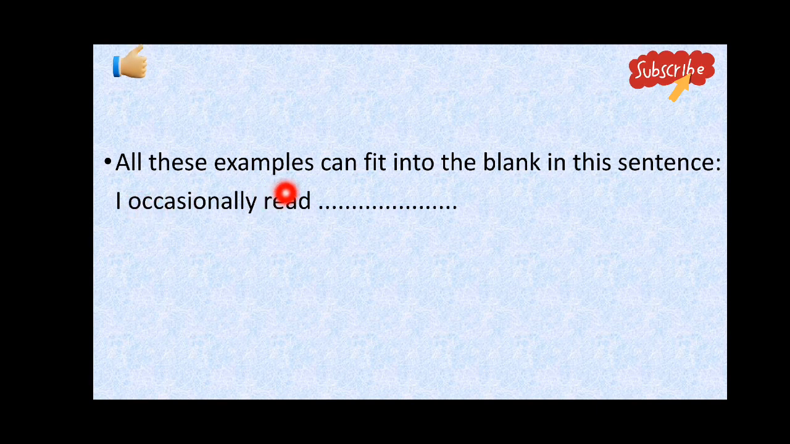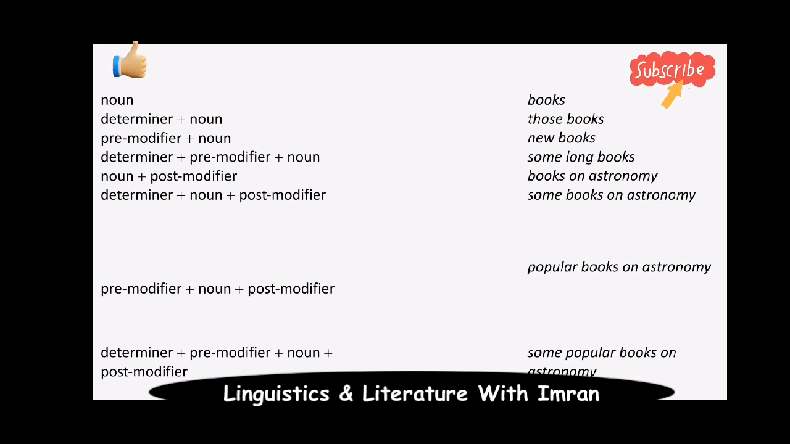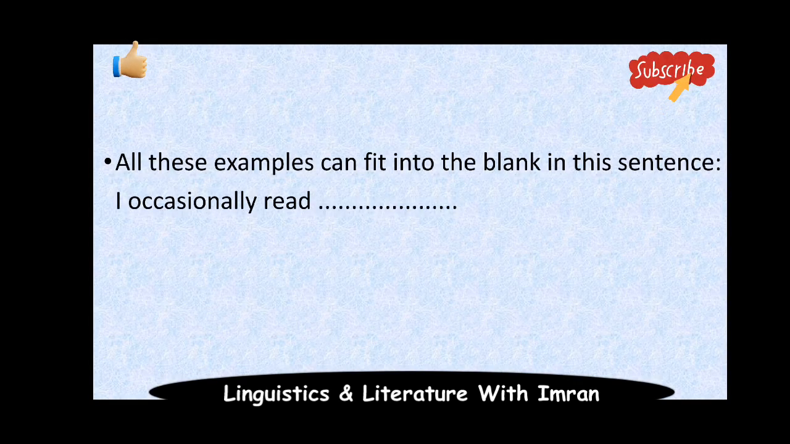Now all these examples can fit into the blank in this sentence. You can say, I occasionally read books, or I occasionally read new books, or I occasionally read some books, or I occasionally read some books on astronomy, right? Or I occasionally read popular books on astronomy, or I occasionally read some popular books on astronomy. So you can put all these noun phrases here, right?